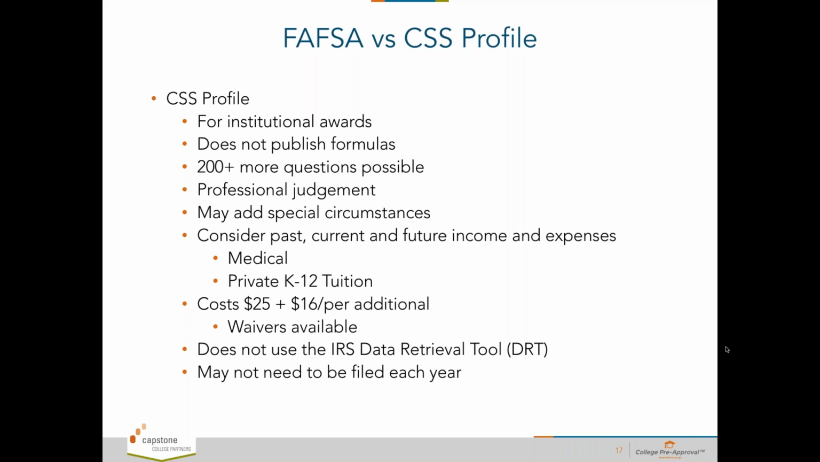So we talked about these last two, the FAFSA using that data retrieval tool. And then also one of the keys is that the FAFSA needs to be filed each year, and that the CSS profile may not need to be filed every year. Check with the school specifically if they need that additional form for future years. But in most cases, it's just that first year. So again, it's not an either or, it's an and. So we're submitting the FAFSA and the CSS profile.